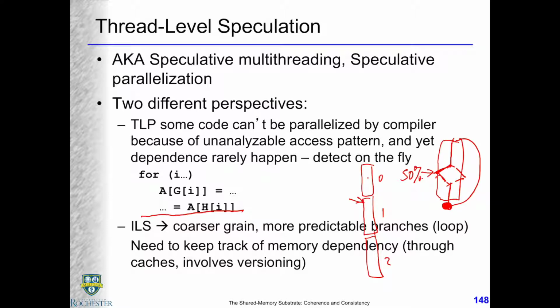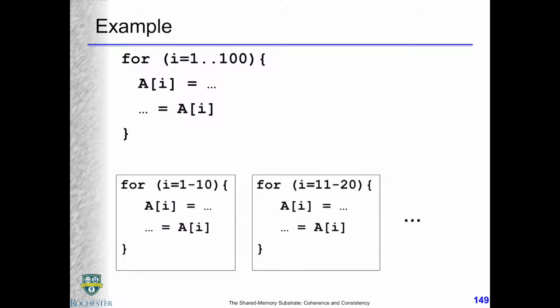If I do something like that, then I am not speculating in a fine-grained manner. I'm speculating in a coarser grain, and that's what the thread level means, not instruction level, but a kind of loop, okay? So, very common example. Have a loop, does something.